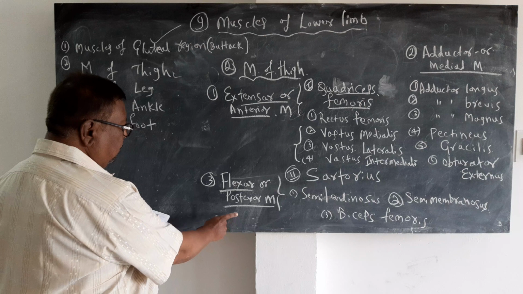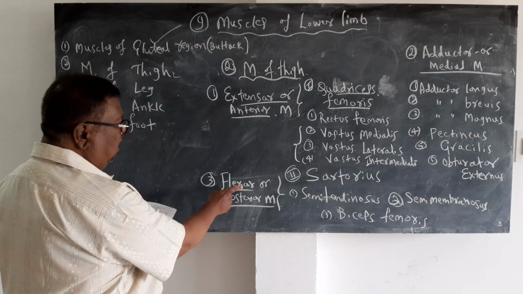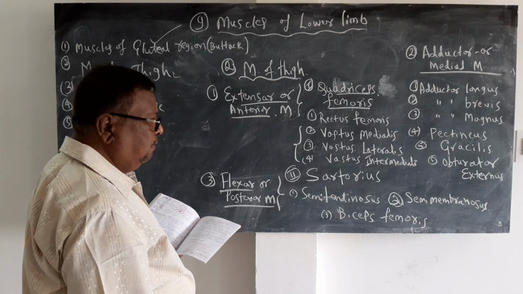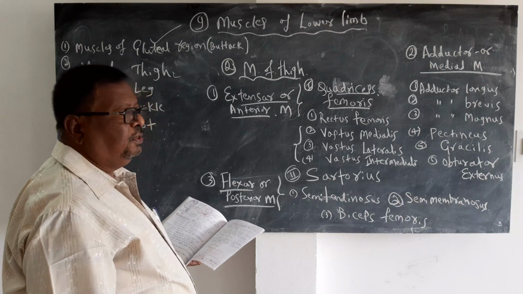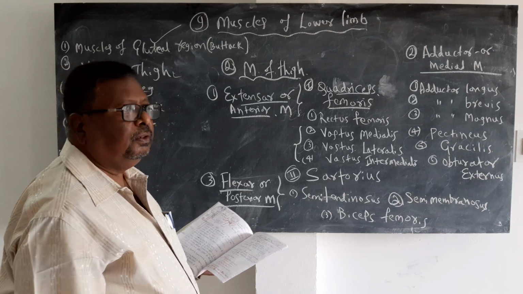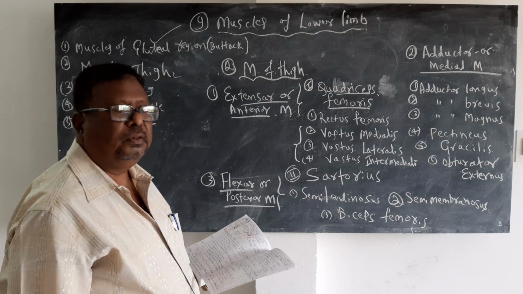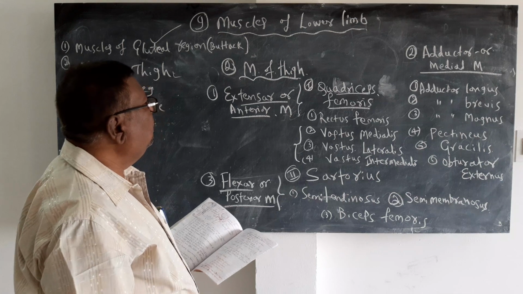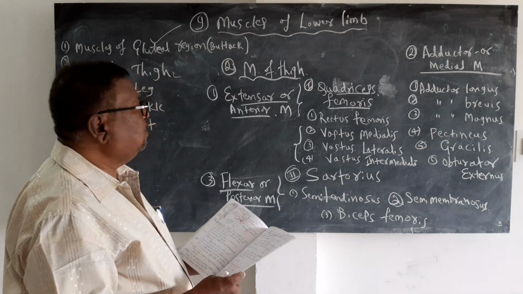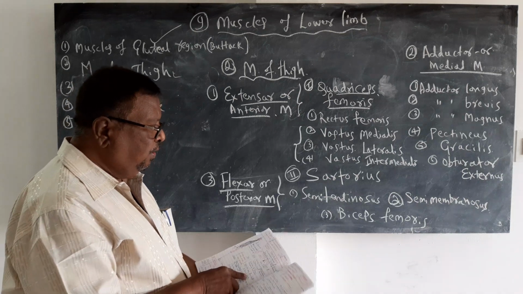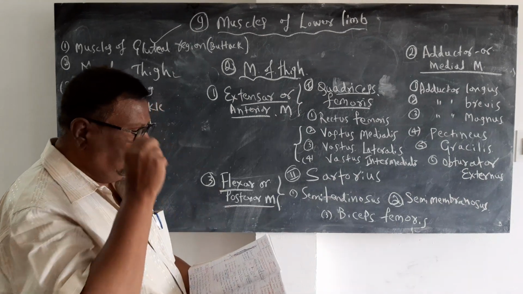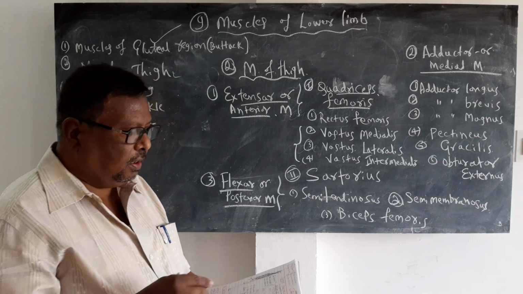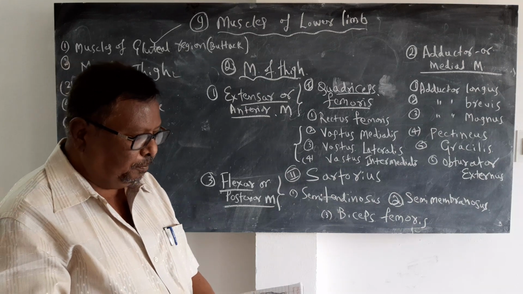Coming to the posterior region, the posterior muscles are called flexor muscles. They are semitendinosus, semimembranosus and biceps femoris. So these are the 3 groups of muscles of the thigh region. Coming to each one, the first one, extensor or anterior muscles, in which the quadriceps is very important.